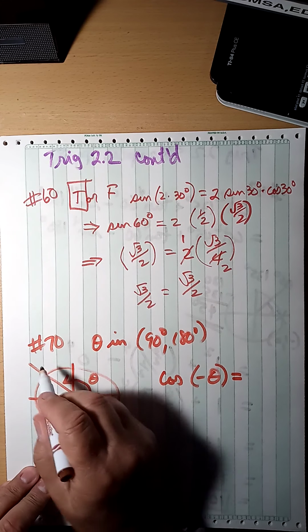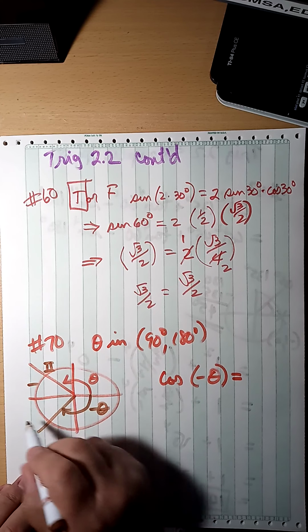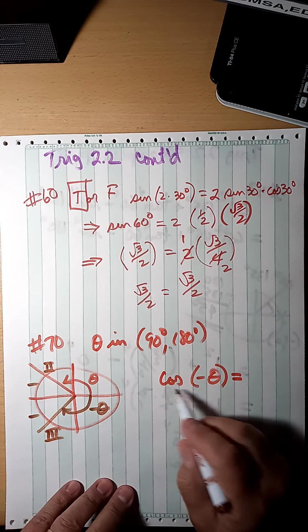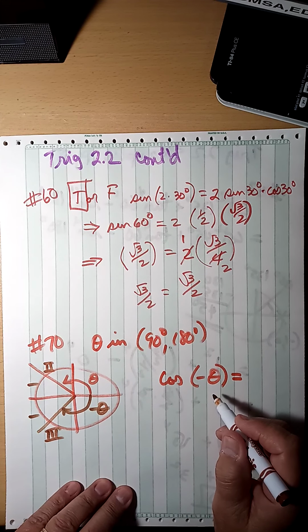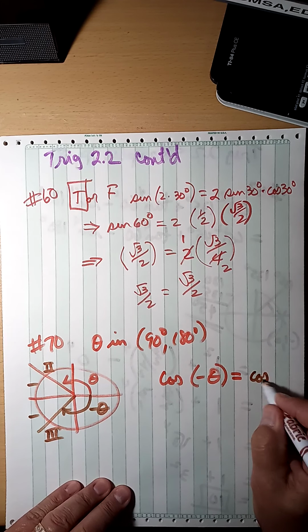The cosine is negative in the second quadrant. It's also negative in the third quadrant. So the cosine of a negative theta is the same as the cosine of a positive theta.